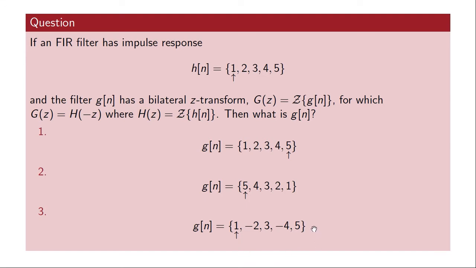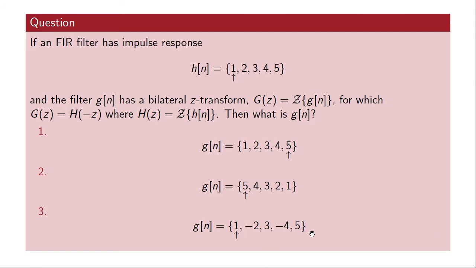Well, the correct answer is option number 3, and this can be seen by writing out the Z transform explicitly and putting in the minus. So in the Z transform, the minus would cancel in all even terms, but it would remain in all odd terms, and this is what causes the sign change for all odd ordered components in g of n.